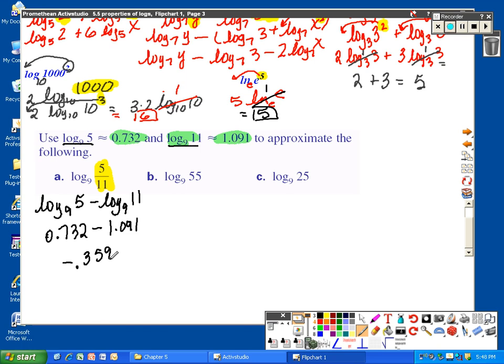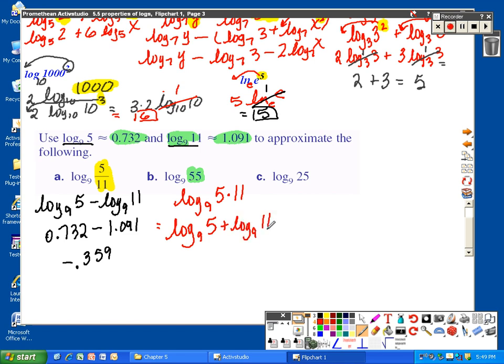Okay, let's try the next one. Log base 9 of 55. Remember that we want to write it in log base 9 of 5 and log base 9 of 11. So can we write the 55 as values of 5 and 11? 5 times 11. So we would write log base 9 of 5 times 11. And when I multiply, that means I add. So log base 9 of 5 plus log base 9 of 11.